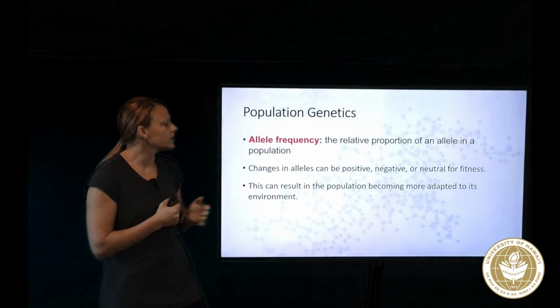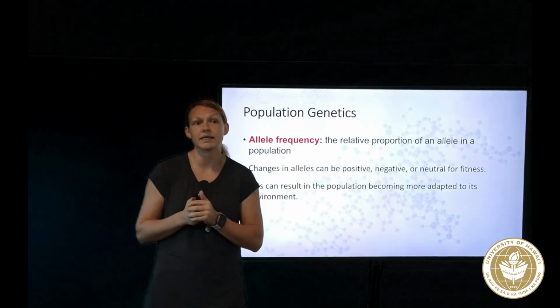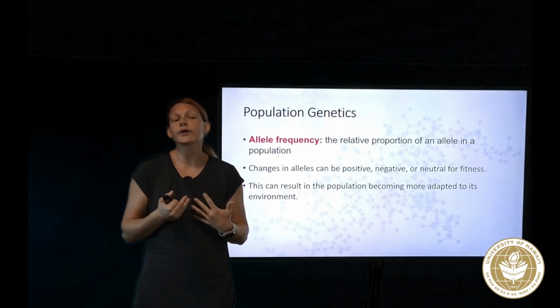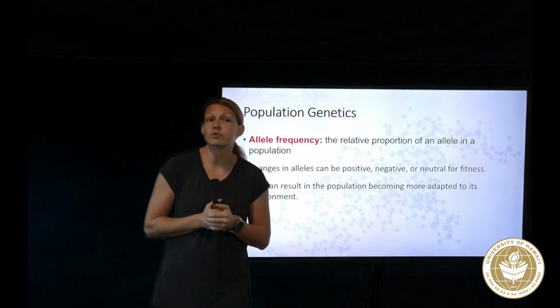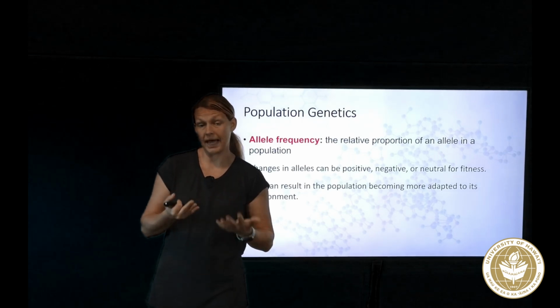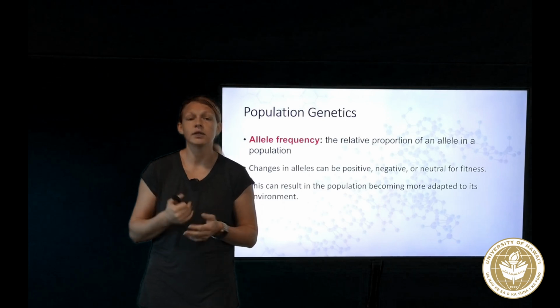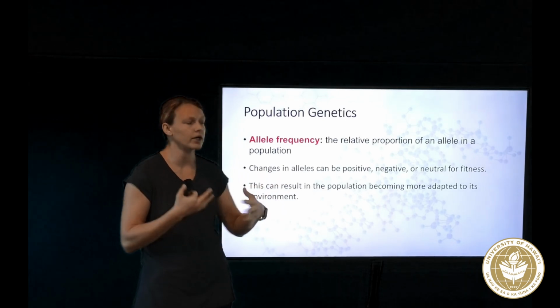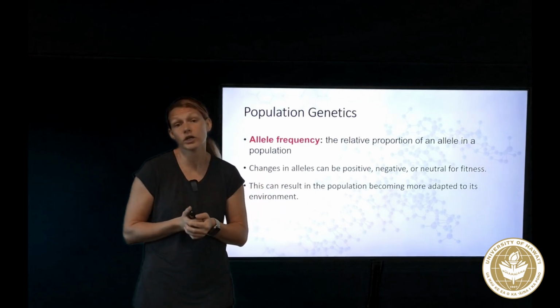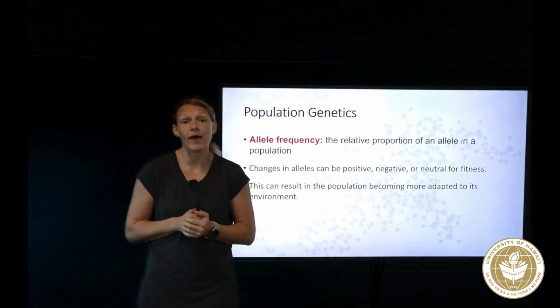So this can result in that population becoming more adapted to its environment. So in other words, as we learned last chapter as well, natural selection results in a population adapting, right? So this kind of goes along with what we learned last chapter. And again, these changes aren't necessarily always going to be good, but they're generally going to result in some type of adaptation.